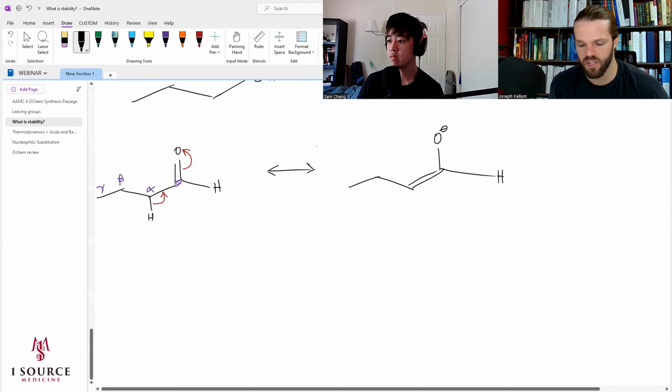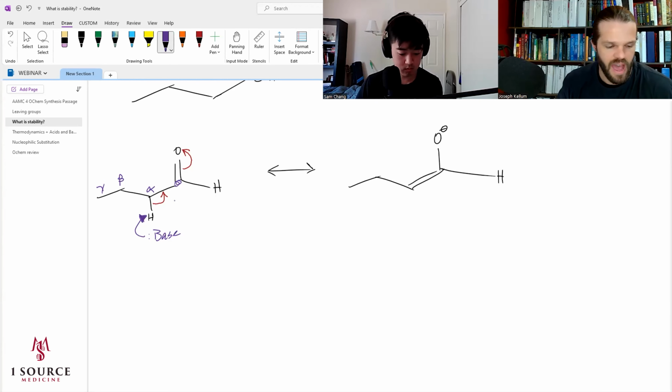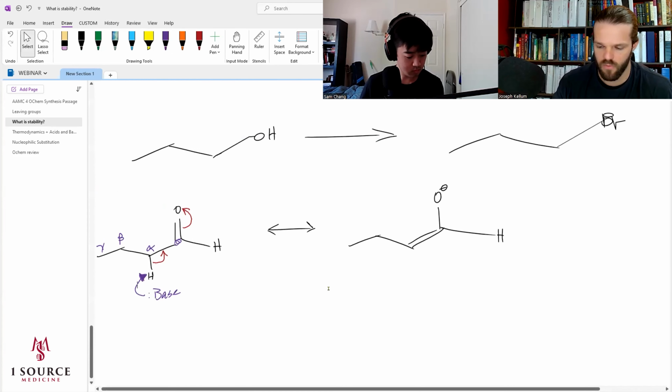Enolization or tautomerization. So that is your enol. And it's also the first step of this reaction, right? So we had a base of some sort, we'll just say base, comes in and grabs this proton to kick off the reaction. And so now that you have that negatively charged thing, you can react it with another aldehyde.